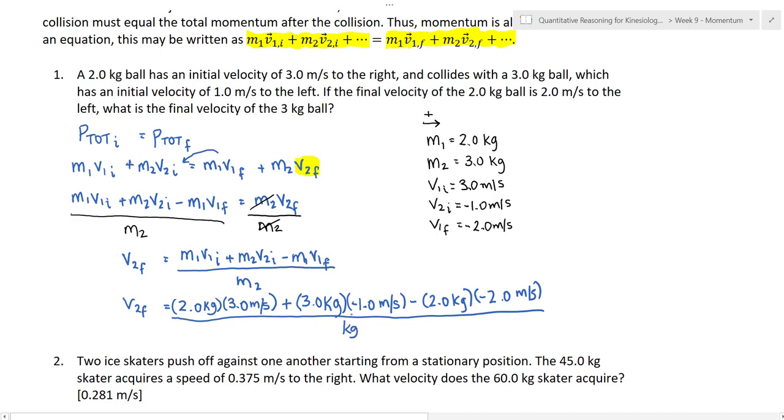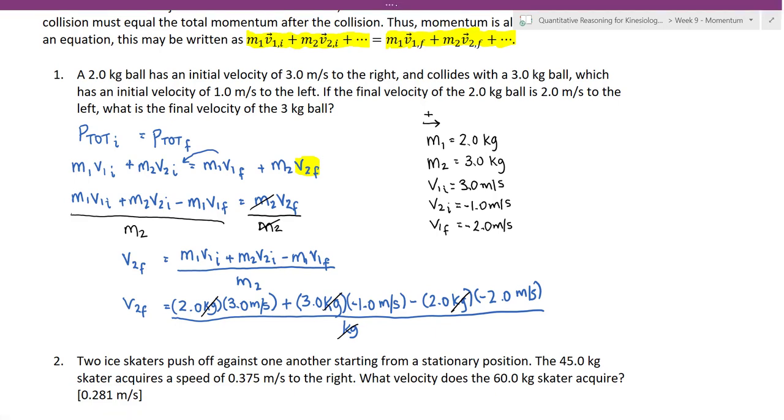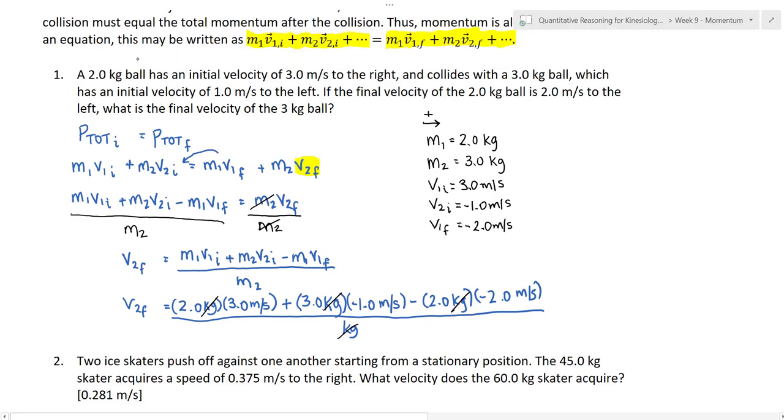Notice that kilograms is in each of the terms up above, so the kilograms could actually get factored out of the numerator and then canceled out with the kilograms in the denominator. So I'm just going to cancel all these kilograms out with the kilograms that you see in the denominator. And so the units would be meters per second plus meters per second plus or minus meters per second, so it's still just meters per second. And those are the correct units for velocity.